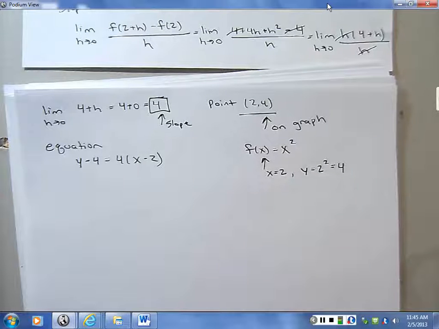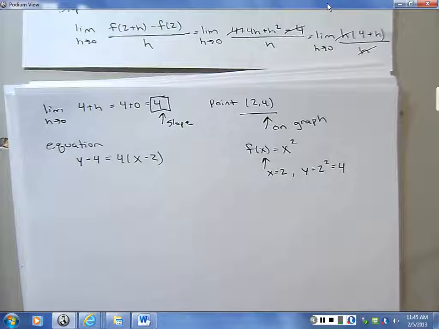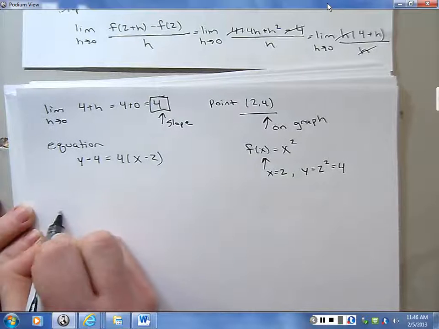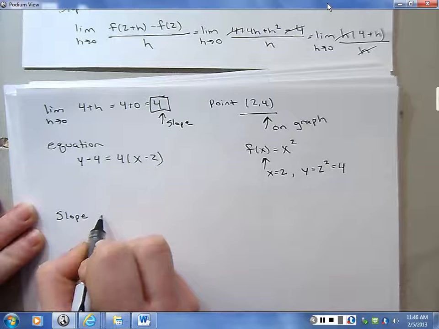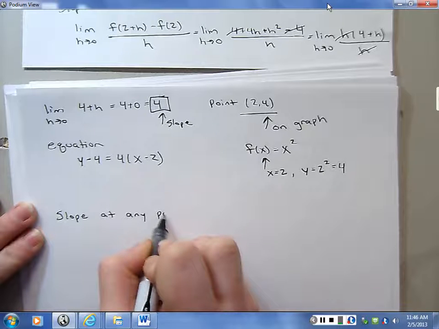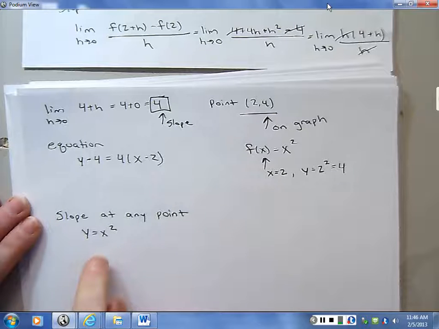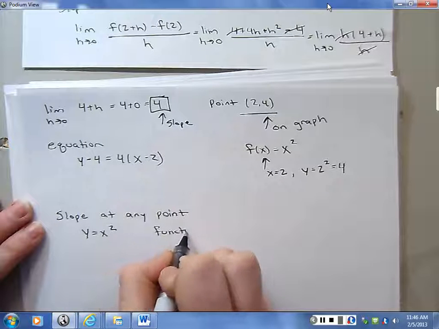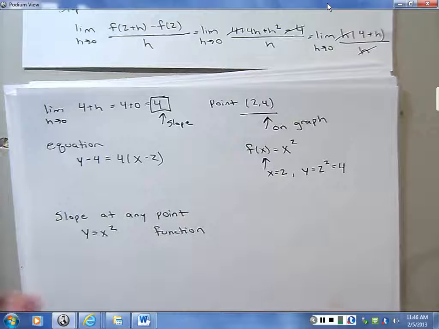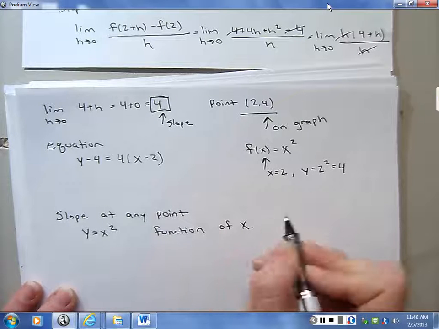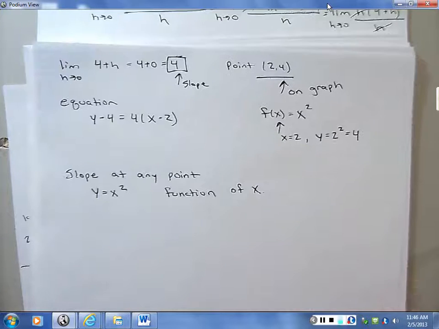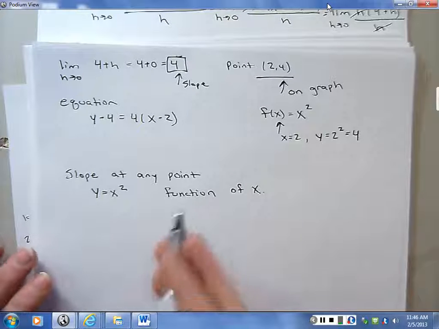This is all leading to the derivative, which if you've taken calculus before or have taken physics before, a lot of times they talk about the derivative. And it turns out that the slope at any point of this, say, y equals x squared, the slope at any point is going to be a function of x. So let's not call x a point, let's call x x, so we can get this equation or this function.